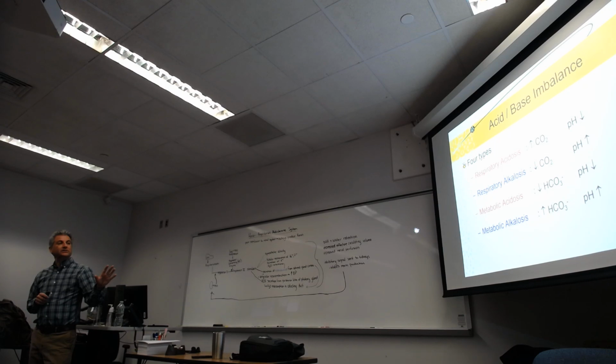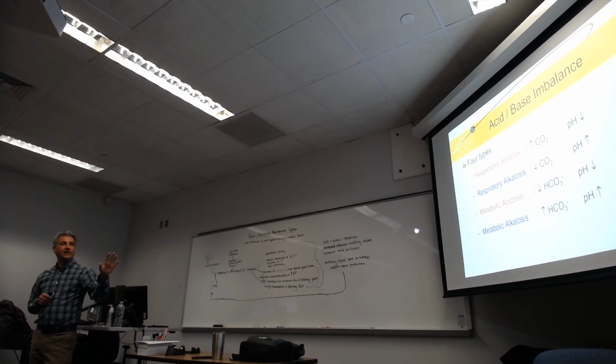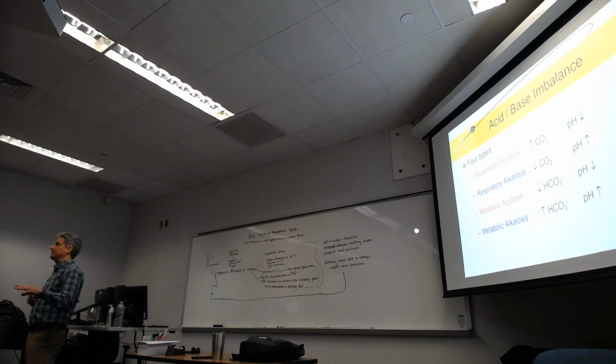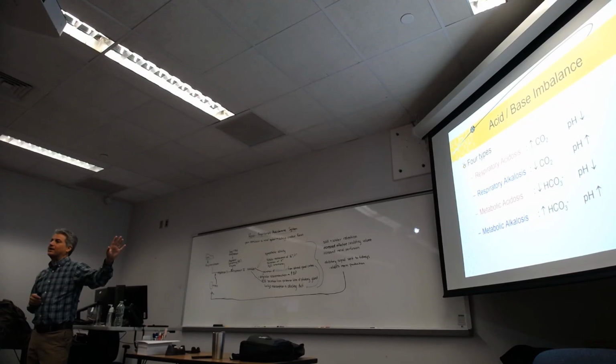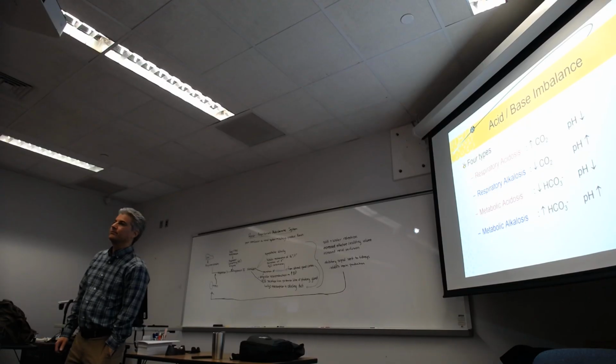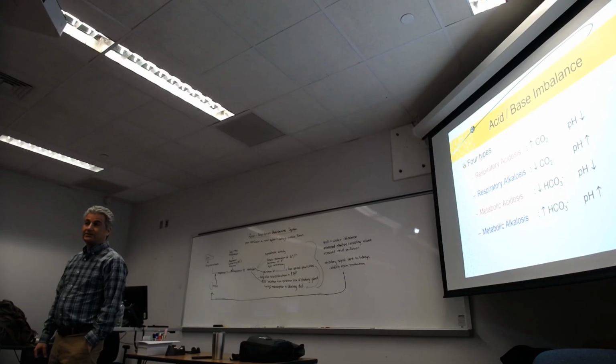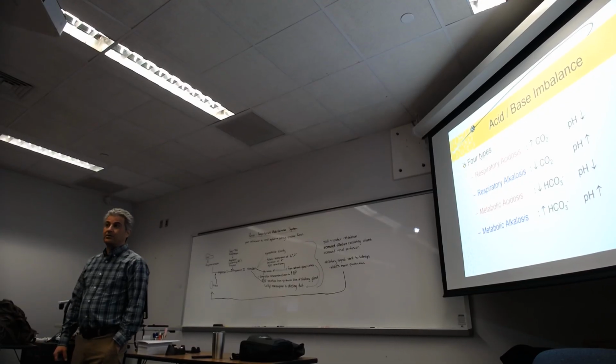So we've got this metabolic acidosis, and then metabolic alkalosis is the exact opposite. Now, what do you notice as a trend in this graph here? With respiratory, it's opposite, unless, metabolic is the same. And it is the movement of the arrows, right?